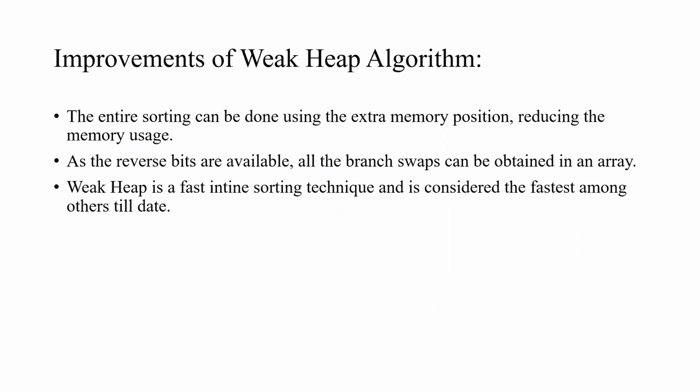Now, the following can be the improvements of the weak heap algorithm. The entire sorting can be done using one extra memory position, reducing the memory usage. As the reverse bits are available, all the branch swaps can be obtained in an array. Weak heap is a fast algorithm in time and is considered the fastest among others till date. Thank you.